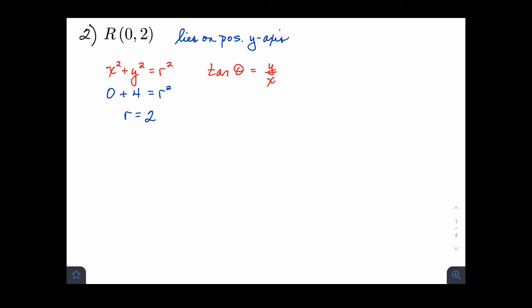Now to get the angle, we would know that the tangent of theta in this case would have to be y over x, but that's undefined. Think about if you have a point that lies on the positive y-axis, what angle does that correspond with? Hopefully you're thinking it corresponds with pi over 2, which would be correct. So our polar point is the point (2, pi over 2).